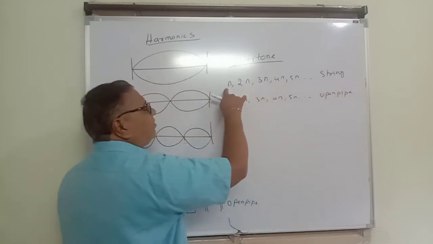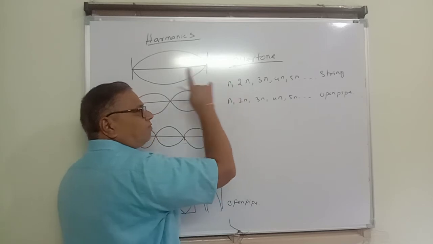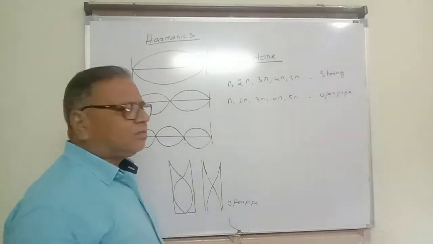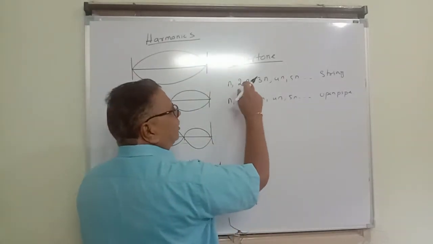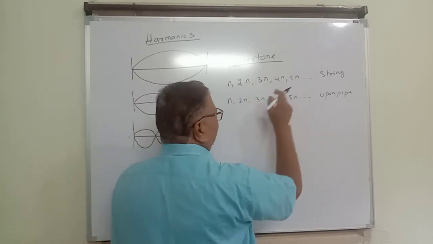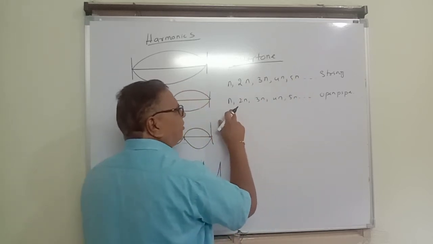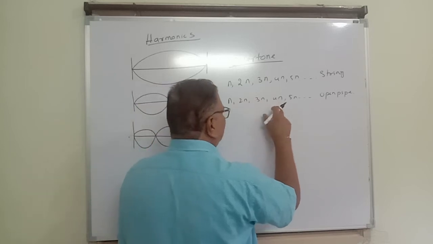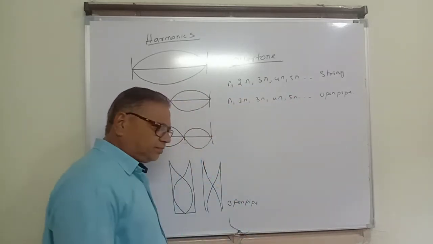So n is called the fundamental frequency or first harmonic in both cases. Then second harmonic, third harmonic, fourth harmonic, fifth harmonic, and so on.